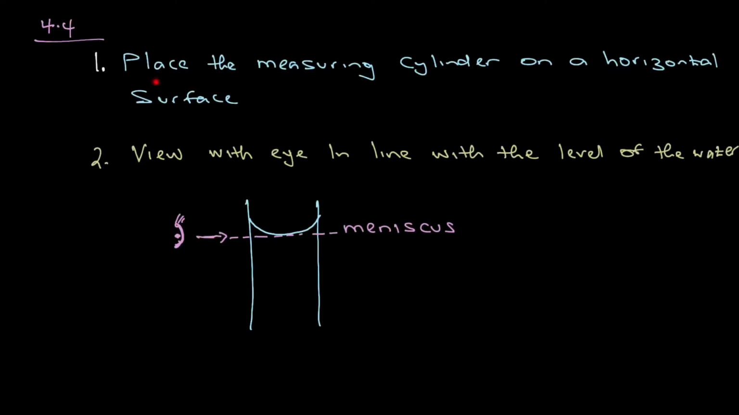Point number 1. The student should place the measuring cylinder on a horizontal surface. Number 2. View with the eye in line with the level of the water, like that, looking at the meniscus.